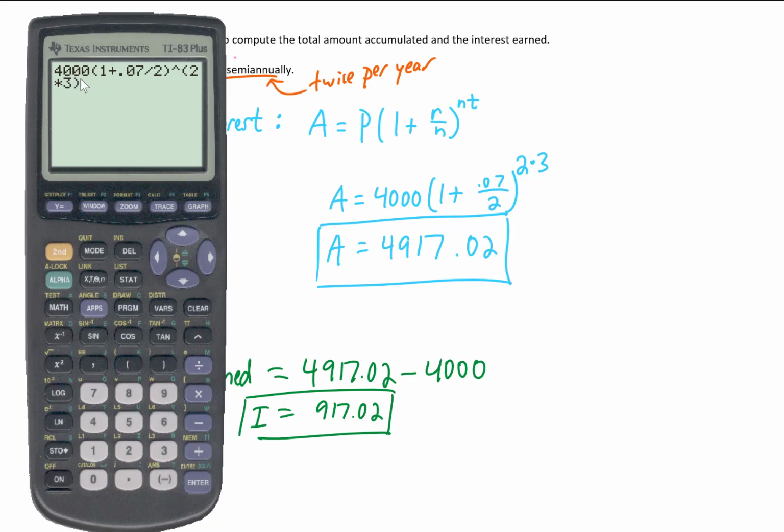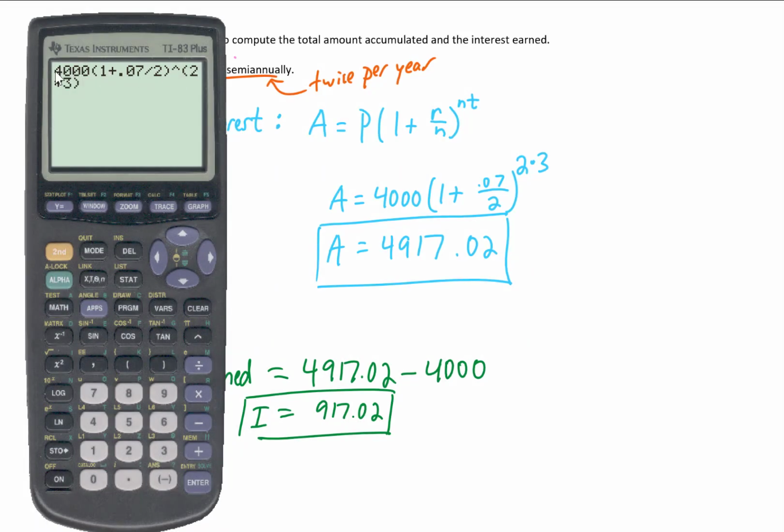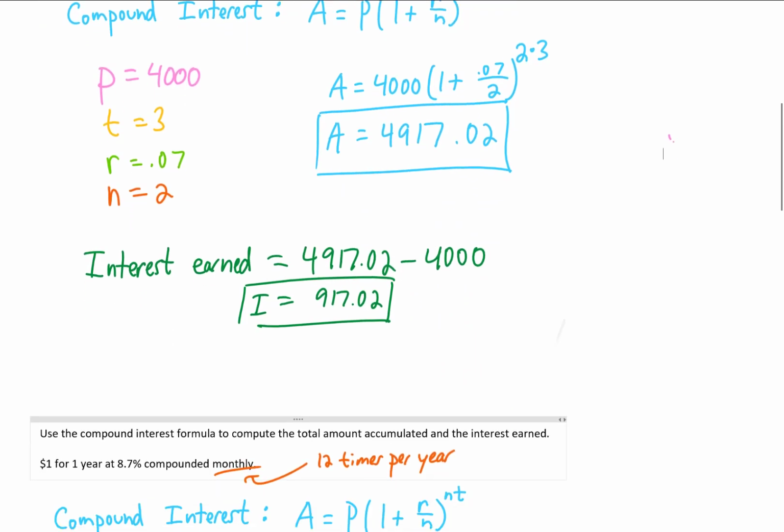If you don't put those parentheses in, your calculator is going to want to raise this thing right here to the 2nd power, and then it's going to take this whole number and multiply that entire number by 3. That's not what you want to do. You want this 3 to be in the exponent. So, okay, we're going to hit enter on that, and we get $4,917.02 in the account. So you can see that we started with $4,000, and we ended with $4,917.02. So while the total amount of money in the account is this $4,917.02, the amount of interest earned we can calculate by subtracting from that the initial amount that you invested. That gives us that we earned $917.02 in interest, and I think we're ready to try the next problem.